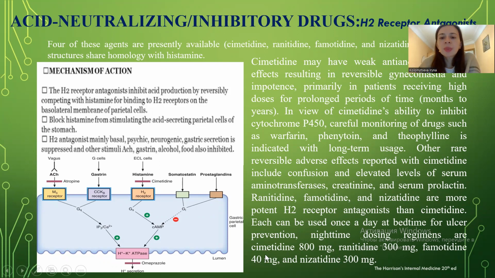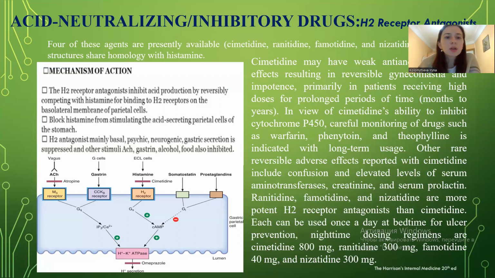And doses: cimetidine 800 milligrams, ranitidine 300 milligrams, famotidine 40 milligrams, and nizatidine 300 milligrams. And what are the actions? The histamine receptor antagonists inhibit acid production by reversibly competing with histamine for binding to the histamine 2 receptor on the basolateral membrane of parietal cells. They block histamine from stimulating the acid-secreting parietal cells of the stomach.